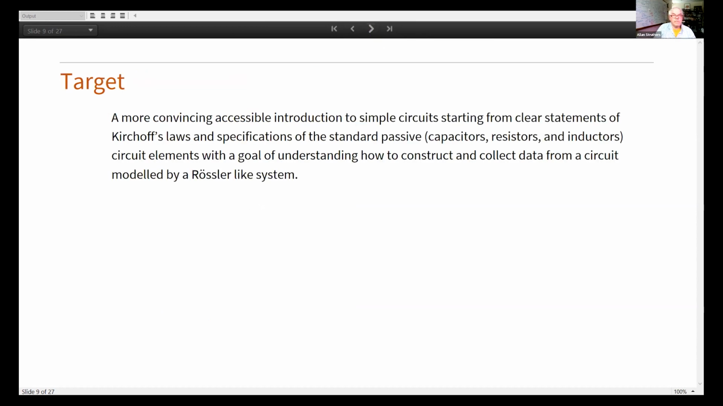So what's the target? Well, the target is a convincing, accessible introduction to nice, simple circuits. And we're starting from clear statements of Kirchhoff's laws and specifications of the things that you see in your ODE book description, capacitors, resistors, and inductors. And we're going to have to add a multiplicative voltage source to that. We want to make a Rossler-like system.